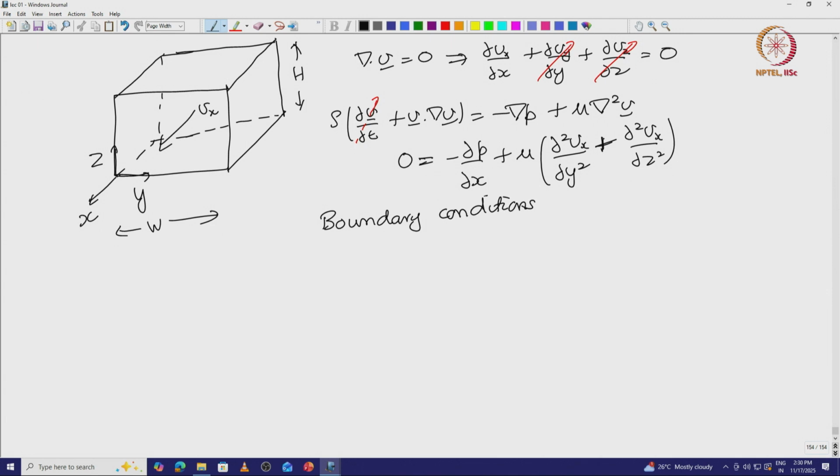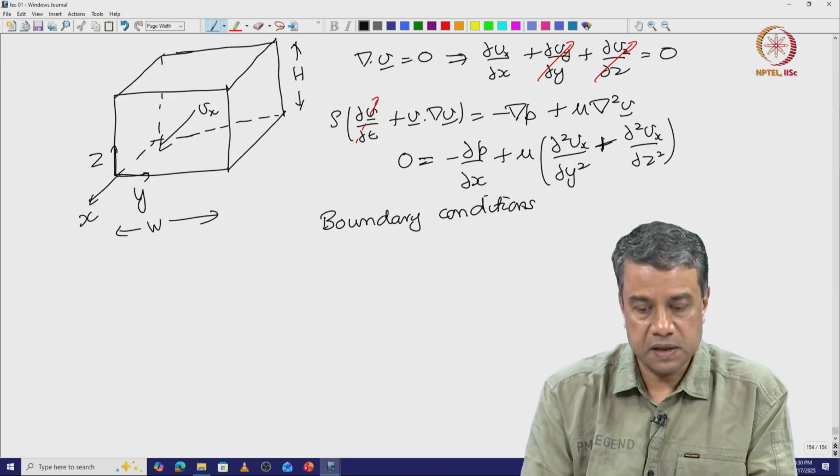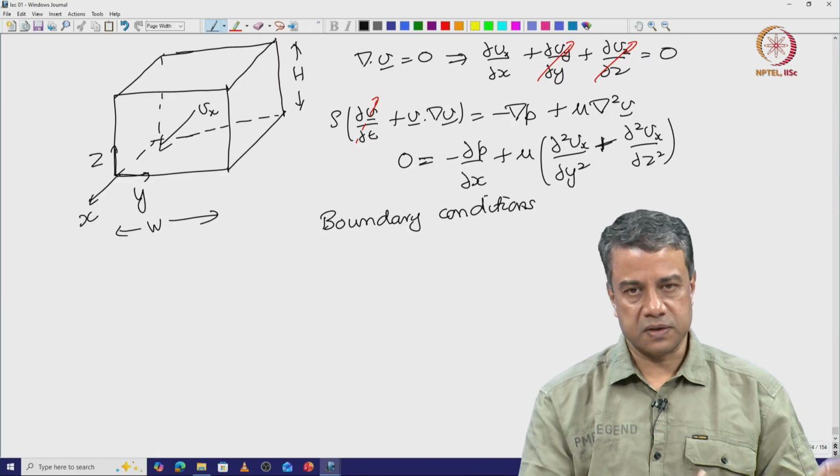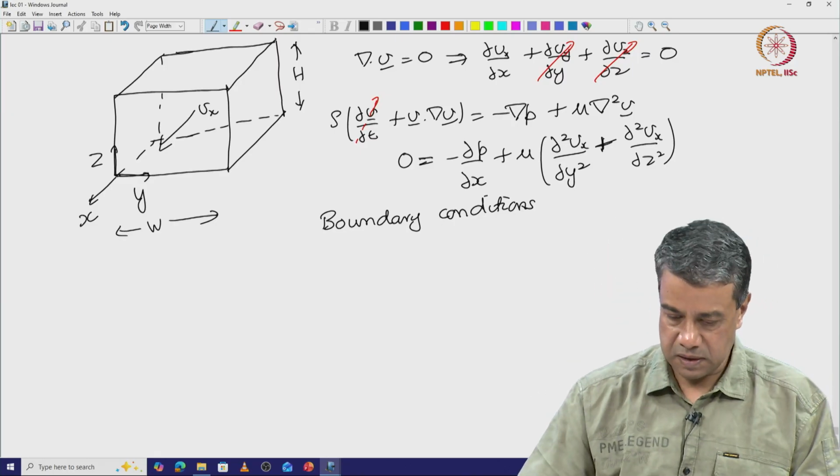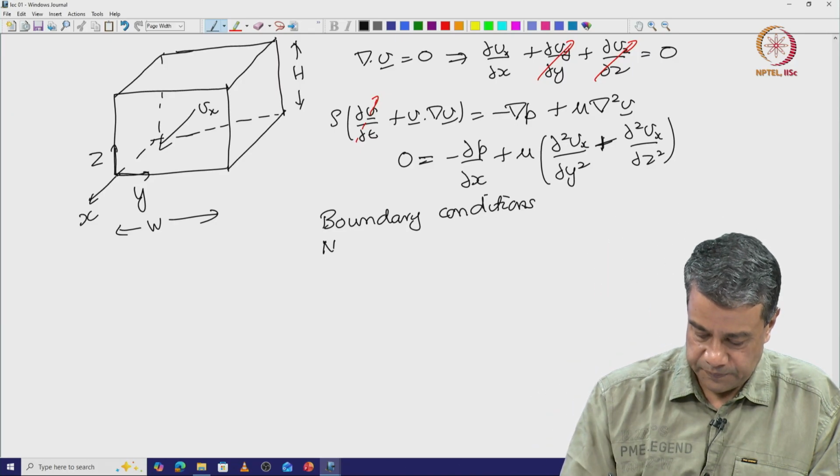This is a second order differential equation in the y and the z directions. Therefore, you need two boundary conditions in each direction. The boundary conditions are that at the walls the velocity is equal to 0. That is called the no slip condition.